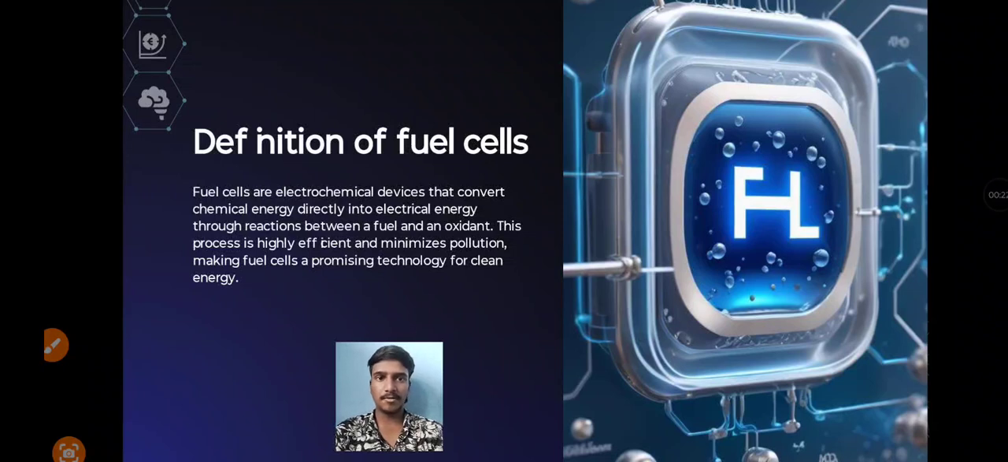Definition of fuel cells. Fuel cells are electrochemical devices that convert chemical energy directly into electrical energy through reactions between a fuel and an oxidant. This process is highly efficient and minimizes pollution, making fuel cells a promising technology for clean energy.